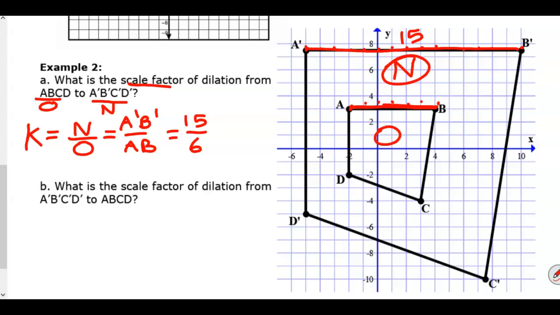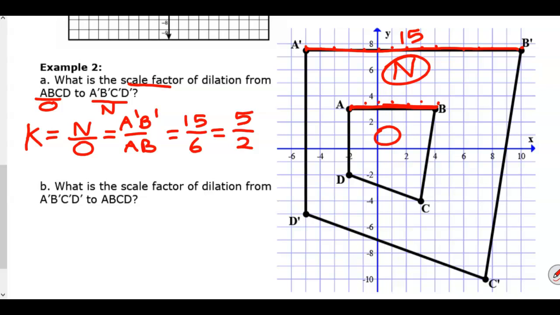Can we reduce 15 over 6? What does 15 and 6 divide by? Not 6. 3. 15 divided by 3 is 5. 6 divided by 3 is 2. To go from the original small one to the big one, 5 over 2. That's my scale factor.